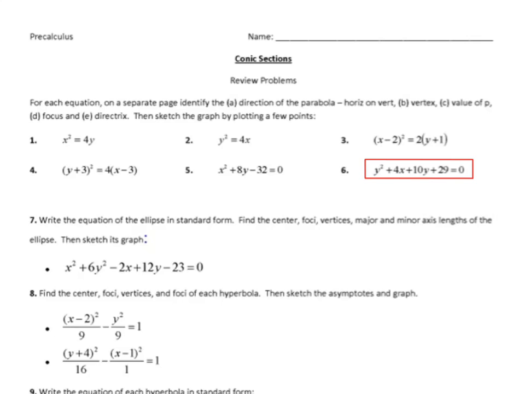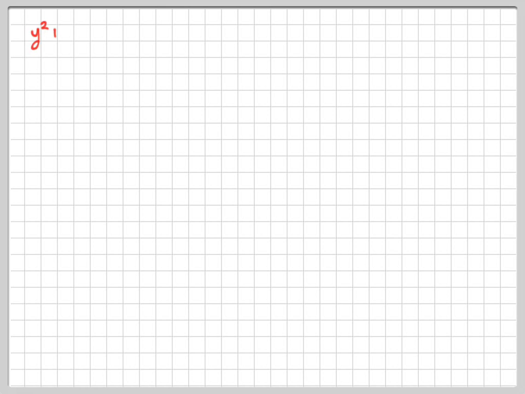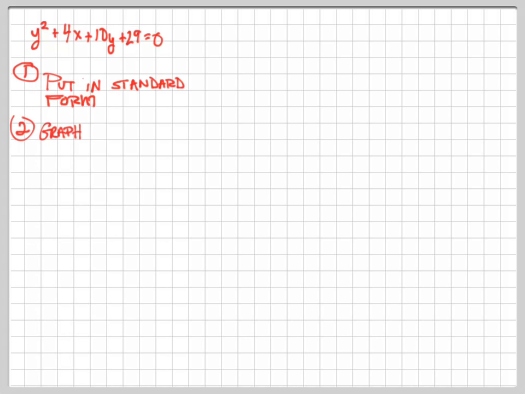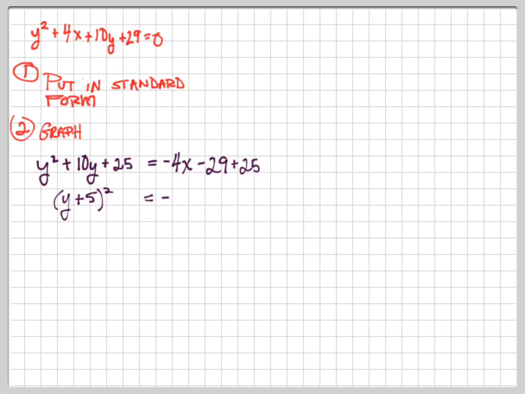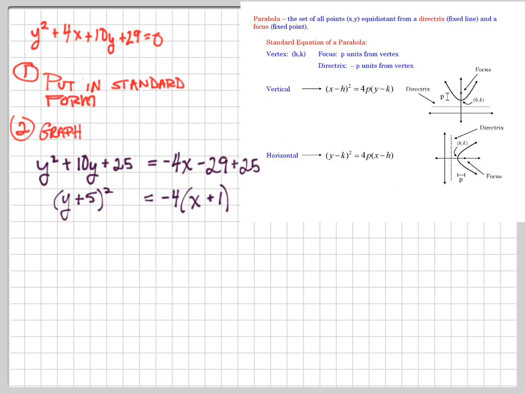So if I have an equation that looks like this, I can see right off the bat this is a y squared term, right? And so there's no x squared, so it's going to have to be a parabola. And I'm going to have to put it into the form that I look at. So I'm going to put it in standard form, and then I'm going to graph it. So y squared plus 10y, again I'm going to take half of the 10 and square it, which is 25, add that to both sides, and then I get my value, and it's my standard form. Right, that's what I'm looking for.